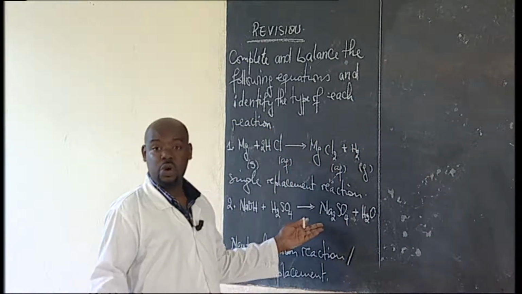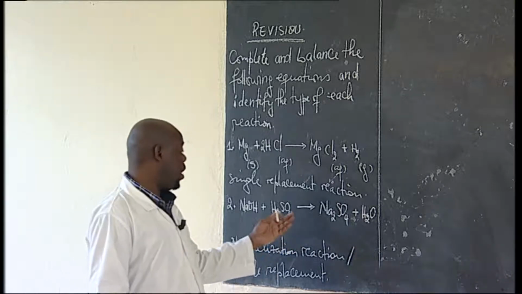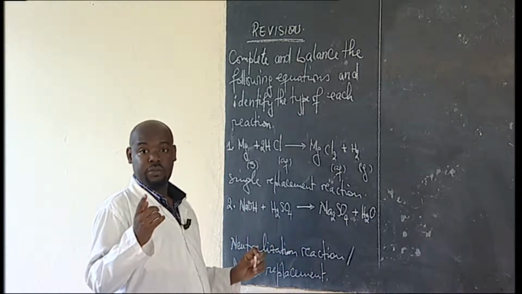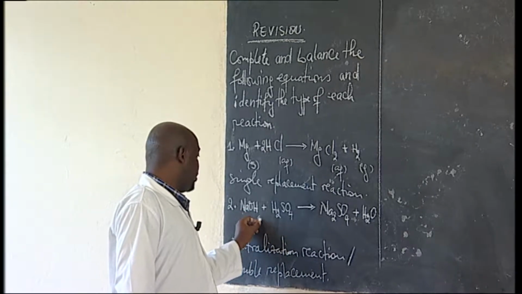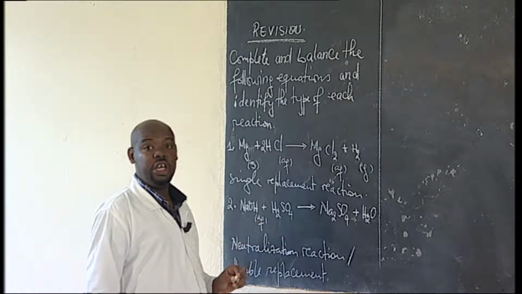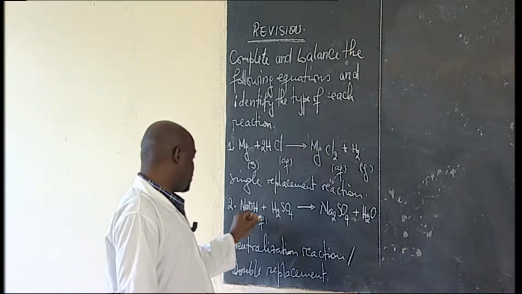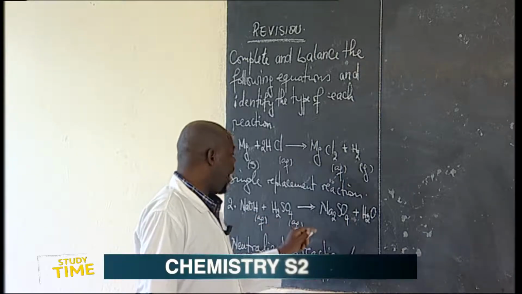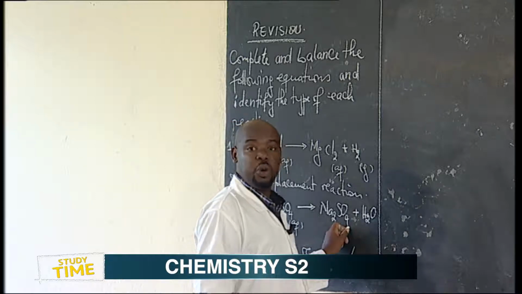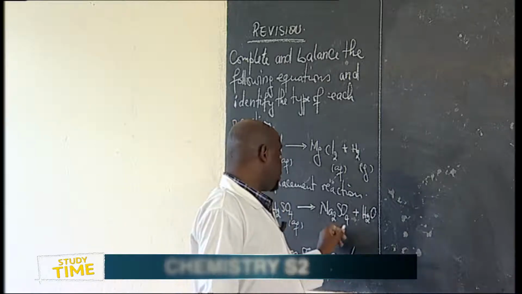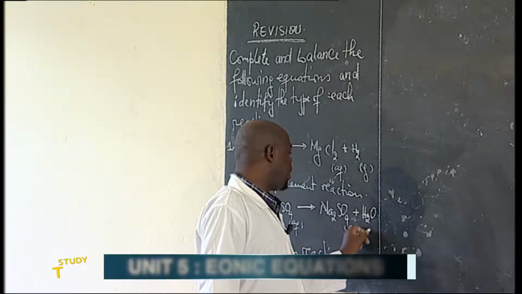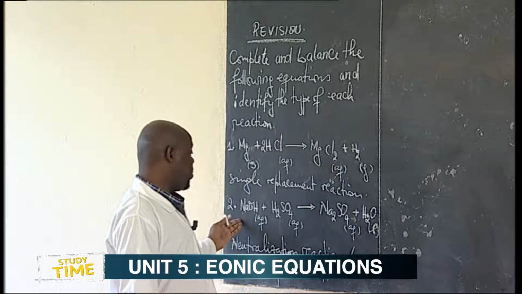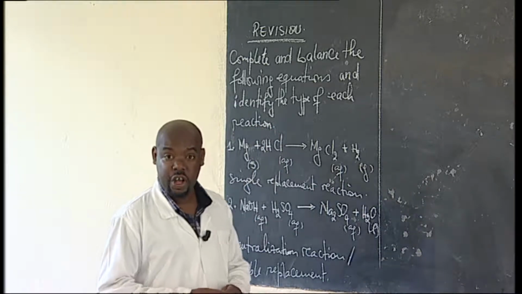What are the state symbols of our reactants and products? Sodium hydroxide is an ionic compound, so to react with the acid, it should be in the aqueous state, so it is dissolved in water. The acid is also in water. And sodium sulfate is a soluble salt which is also dissolved in water, and water here is in the liquid state. And remember, the type of reaction here is neutralization reaction.